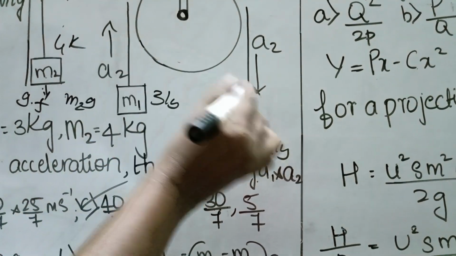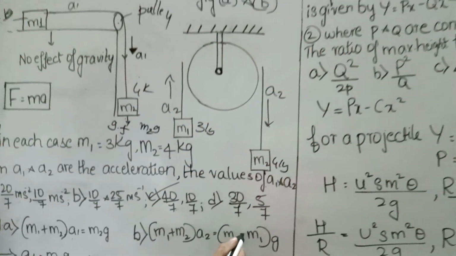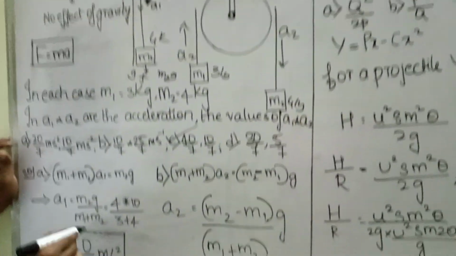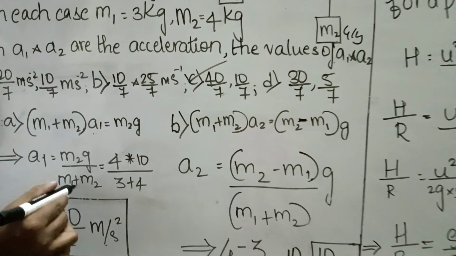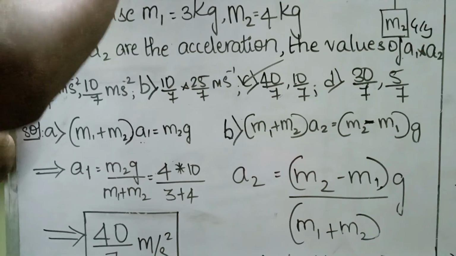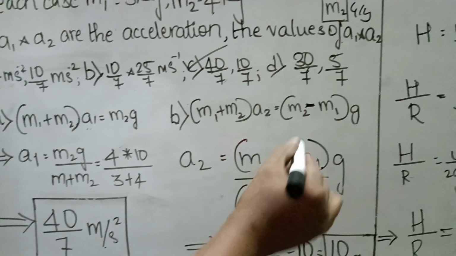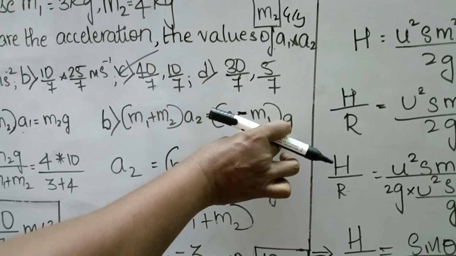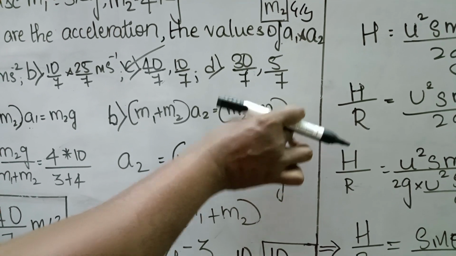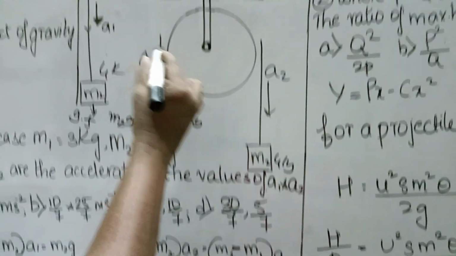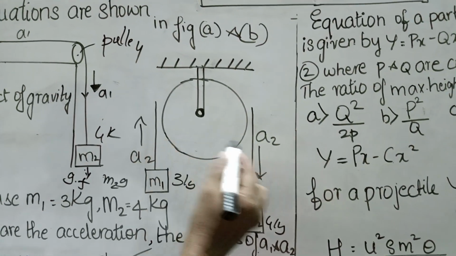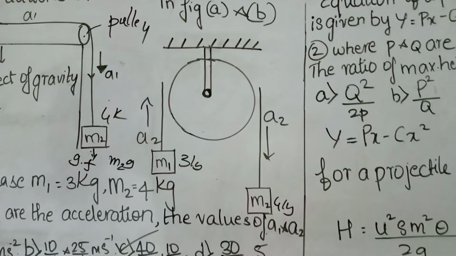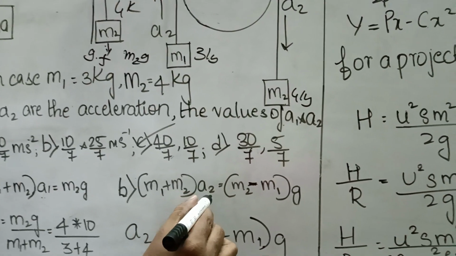Therefore, as the directions are opposite, we use the sign minus. Here, as the directions are same, we use the sign plus. So, that difference we have to note down. So, here m2 minus m1 into g is the net gravitational force which is moving both bodies with an acceleration of a2. Therefore, both bodies m1 plus m2 are moving with a2.